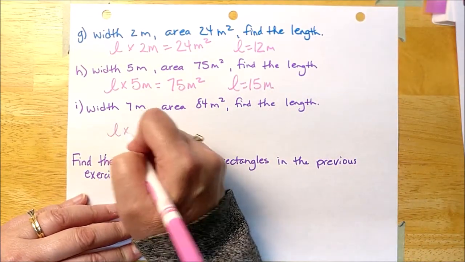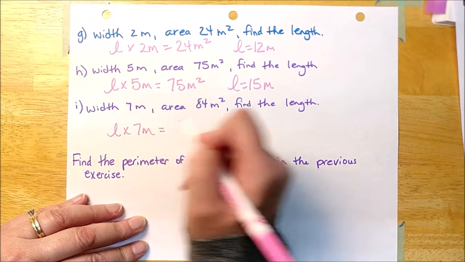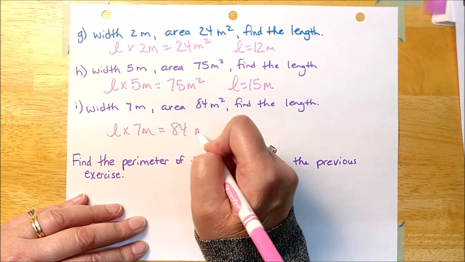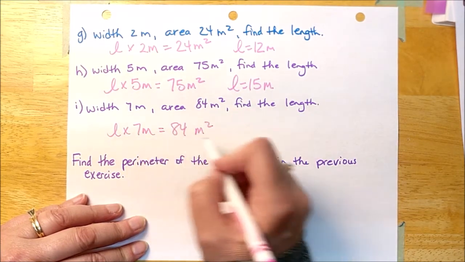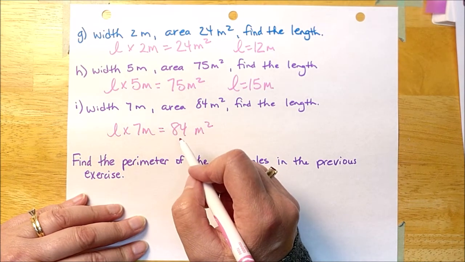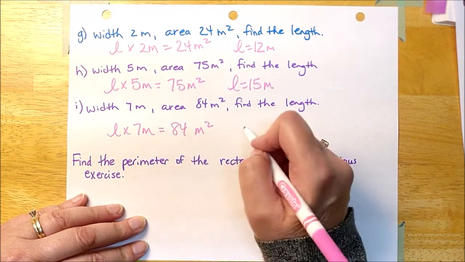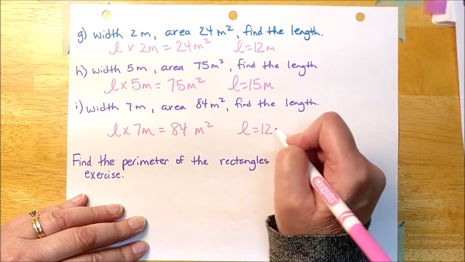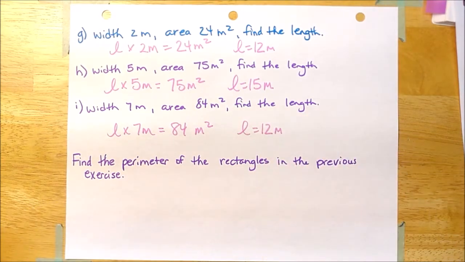So length we don't know, times our width equals our area. And I know because Mrs. Van Andel and Mrs. Hickey made me practice my 12 times tables, I know that 12 times 7 equals 48. There you go. So I hope you got those right.